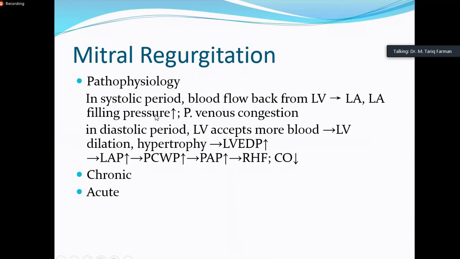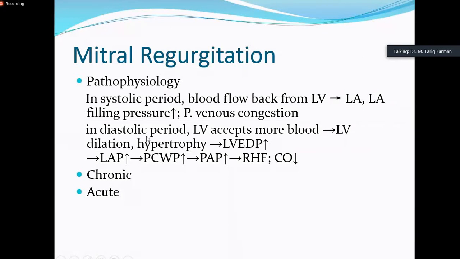Again, the left atrial filling pressure becomes increased, and there is pulmonary venous congestion. In diastolic period, LV accepts more blood, LV dilatation, hypertrophy, left ventricular end diastolic pressure has become increased again. So this is the difference. In both of these mitral valve diseases, the left atrial pressure has become increased. But in case of mitral stenosis, there is no change in the left ventricle. In case of mitral regurgitation, left ventricular diastolic pressure is also increased.